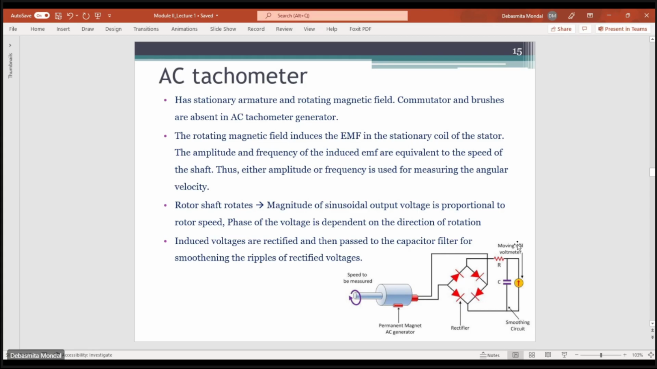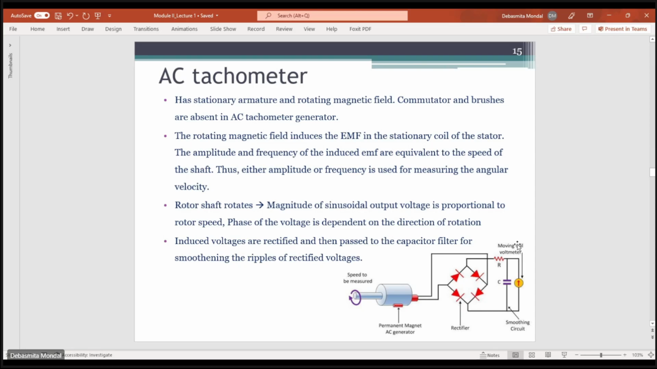So AC tachometer, as the name suggests, is alternating current. Okay, so that means the AC tachometer has a stationary coil, a stationary armature, and a rotating magnetic field. Unlike the DC tachometer generator, it does not have any commutator and brush, so the maintenance cost and all those things are taken care of. What happens here is that the rotating magnetic field induces an EMF in the stationary coil of the stator.